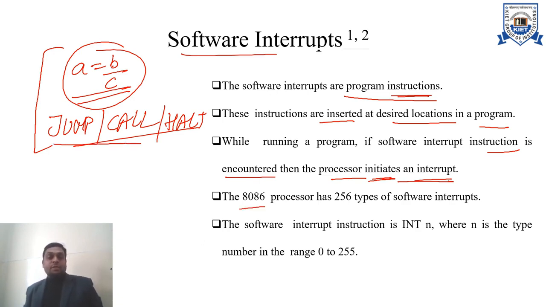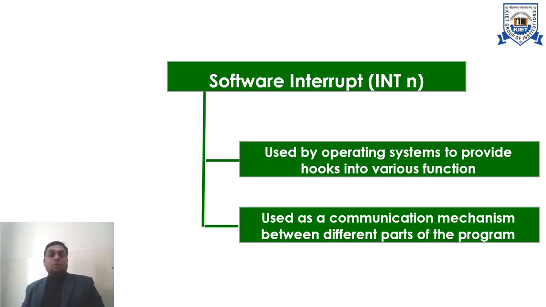In the 8086 microprocessor, we have 256 types of software interrupts, and it is denoted by INT N, where INT stands for interrupt and N stands for the number of the interrupt, which is in the range of 0 to 255. Now, what is a software interrupt used for? It is used by operating systems to provide hooks into various functions. Another use is as a communication mechanism between different parts of the system. If A and B are two different applications of a system, then they can communicate using software interrupts.